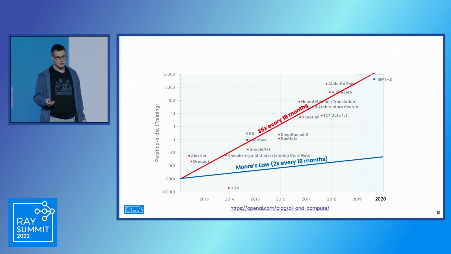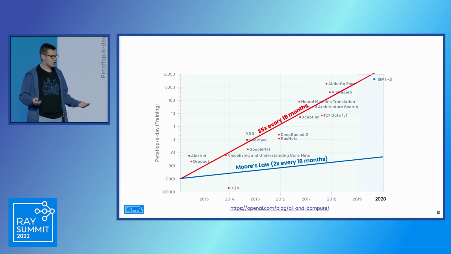So for example, GPT-3, if we were to train it on a single V100 instance, that would take over 350 years. Even if you have a beefy instance with 8 GPUs, that is still going to take 40 years to train. So there is no way but to go distributed.